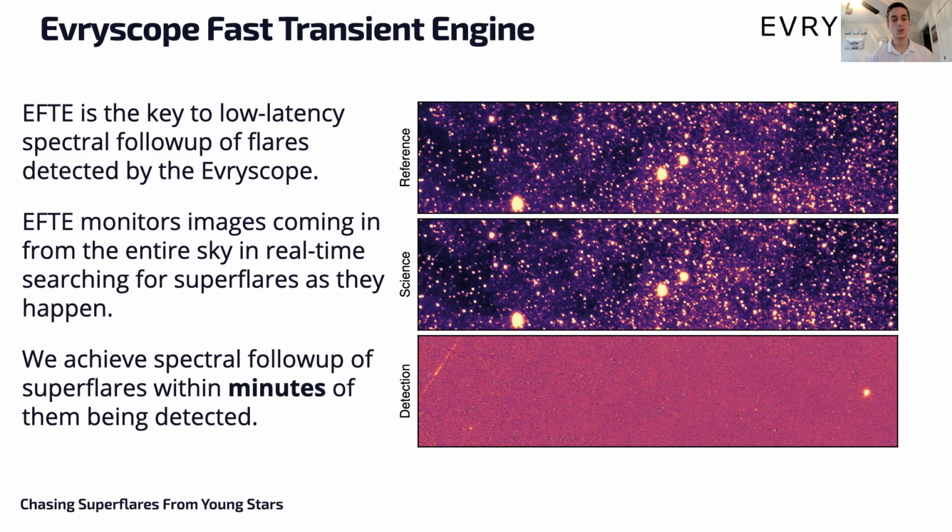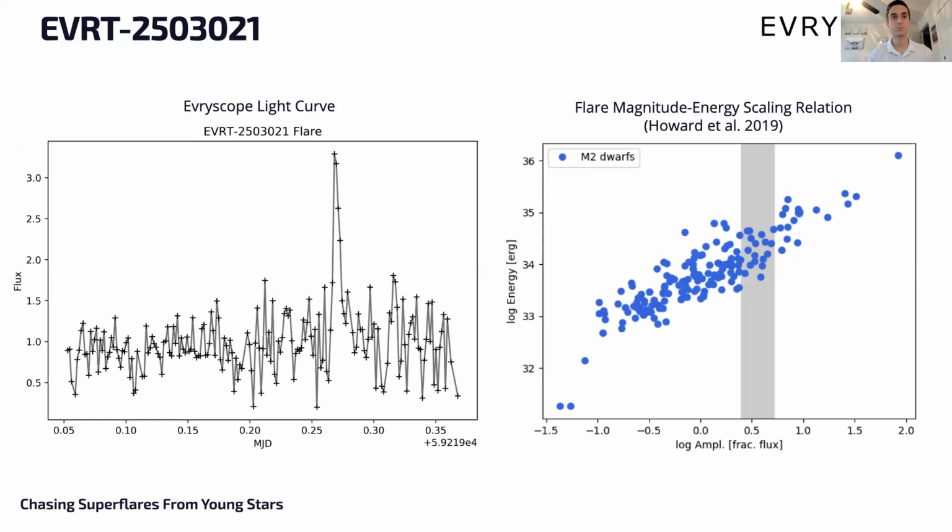We get many EFTE triggers in a given night, but I want to quickly show you an example of a young star superflare that we got back in January. So on the left, you see the Evryscope light curve for the night of January 4th. As you go from the left of the light curve toward the right, this is just a measure of the star's brightness over time. You see a very dramatic increase between about 0.25 and 0.3 on the x-axis. This is the detection of the superflare that EFTE found.